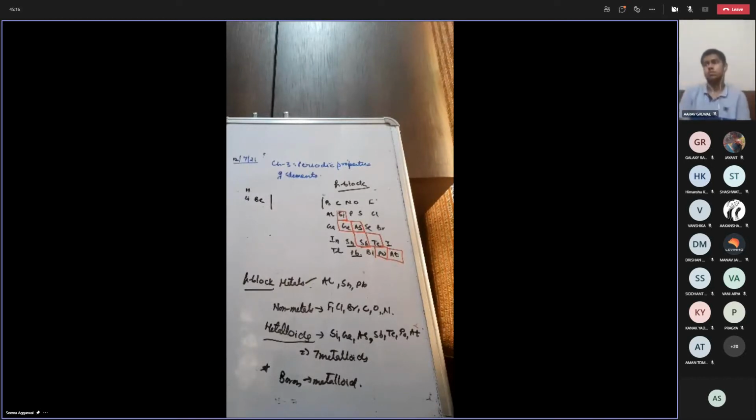Those who have got the NCERT book, they can open the periodic table. They are circled with red. So all these elements they have taken as metalloids. They have not considered boron as a metalloid, but in a number of books, boron is also given as a metalloid. Okay? So if you're writing boron as a metal, I won't make it wrong. If you're writing boron as a metalloid, it's not wrong actually.